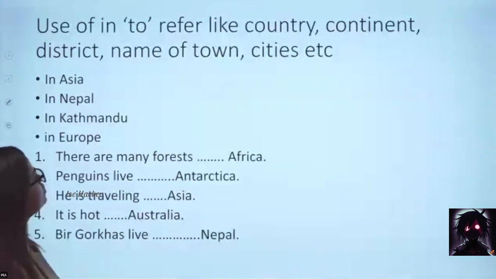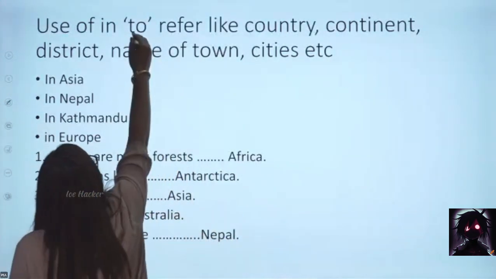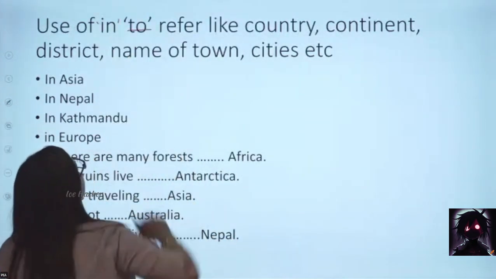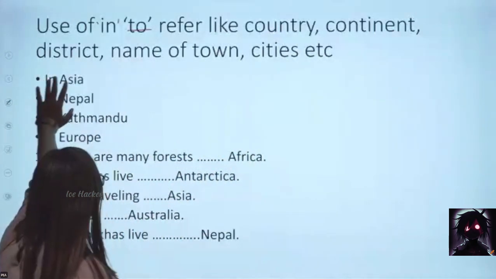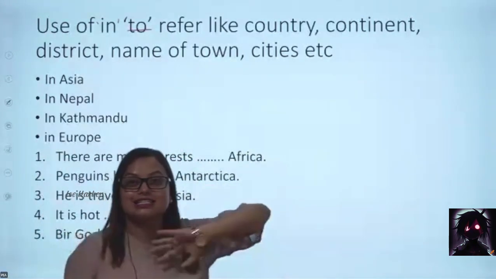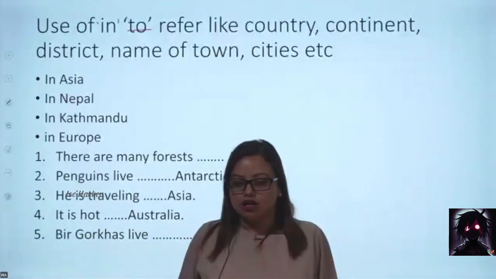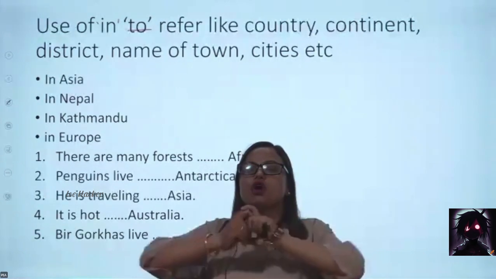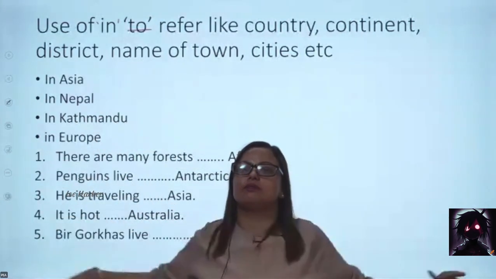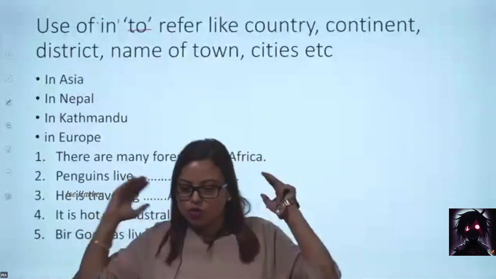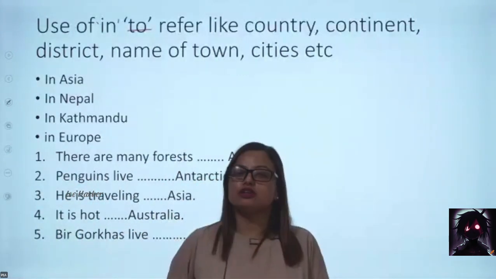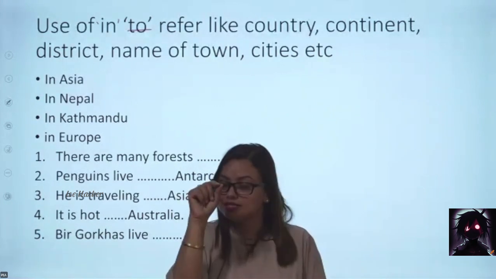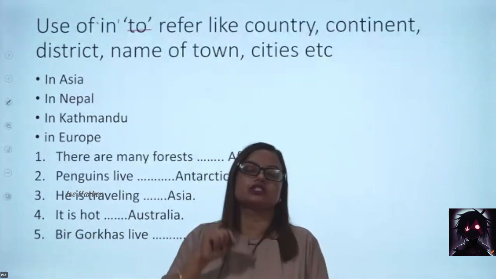Now, use of "in" to refer to a country, continent, district, name of town, cities, etc. Right? Actually, whenever you are talking about a broad place, a big place, then you have to go for "in". When you are pointing to a very small place, then you have to go for "at". This is actually the logic here.